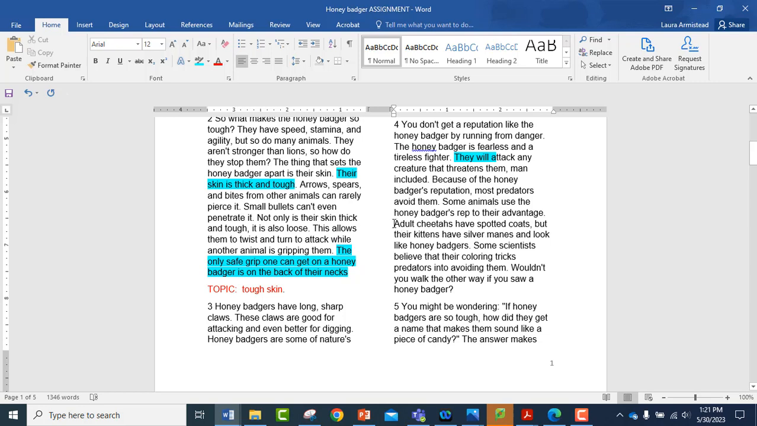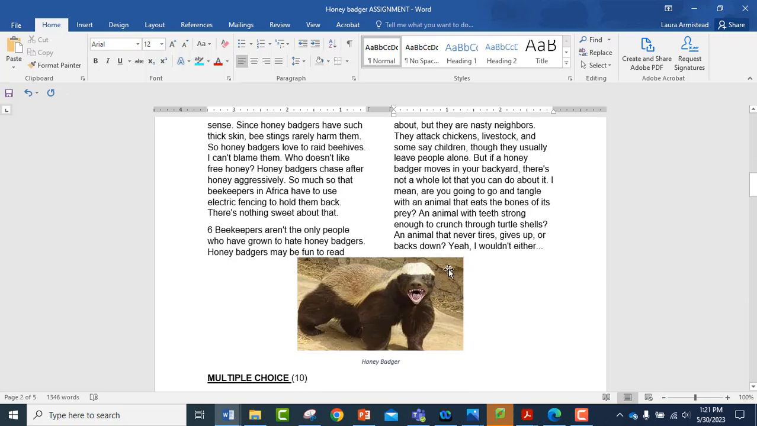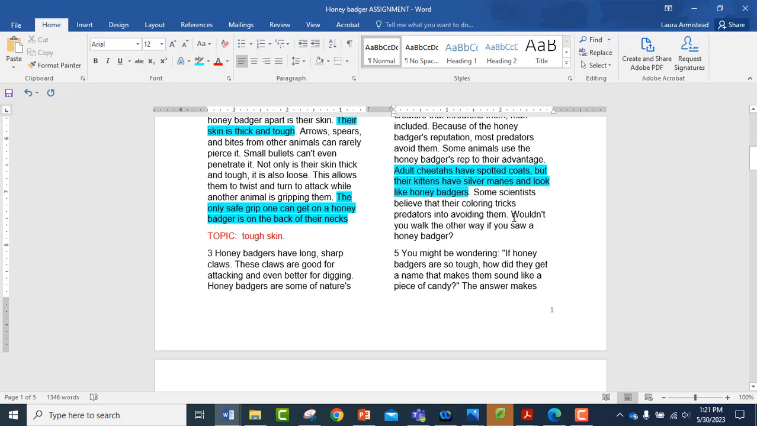Some animals use the honey badger's rep to their advantage. Adult cheetahs have spotted coats, but their kittens have silver manes and look like honey badgers. So I guess the silver mane is this part, right? Some scientists believe their coloring tricks predators into avoiding them. Wouldn't you walk the other way if you saw a honey badger? Probably. So this one is about their reputation, I guess, as being fierce.